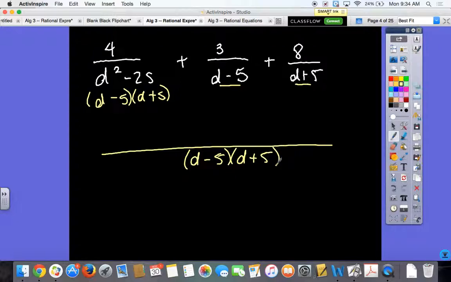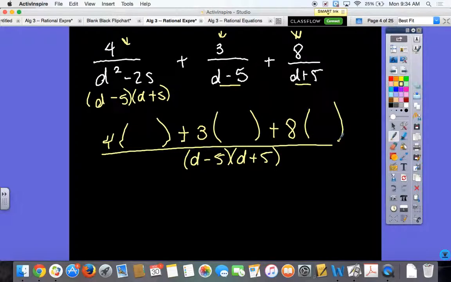Now, since you have 3 fractions up here, you're going to have 3 sections. So you're going to have 4 leftovers. Put your plus sign. 3 leftovers. Bring down your plus sign. 8 leftovers. So is everybody following the structure? There's our 4, there's our 3, there's our 8. And the plus signs are coming from right there.